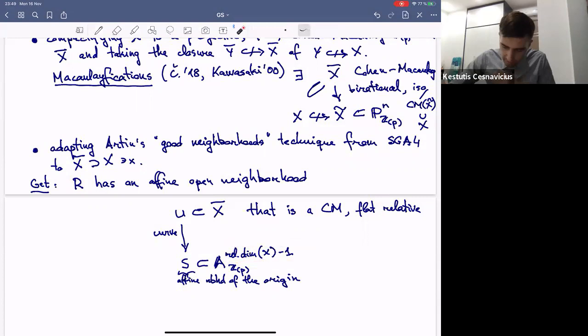Okay, and so Artin's technique of good neighborhoods allows us to present an affine neighborhood U of x in X bar as a relative curve over the affine space. And somehow because U is Cohen-Macaulay, this curve is automatically going to be flat because the dimensions match up. The dimension formula holds in that this is of relative dimension this over Z localized at P, and this is of relative dimension of X, and the fibers are one dimensional. This is a dimension formula, basically a flatness criterion, which amounts to the Auslander-Buchsbaum formula, essentially.